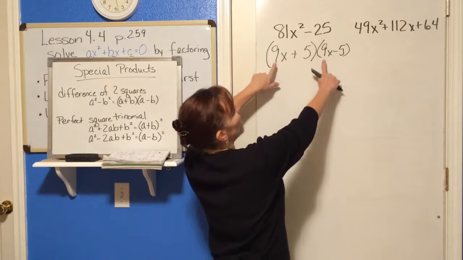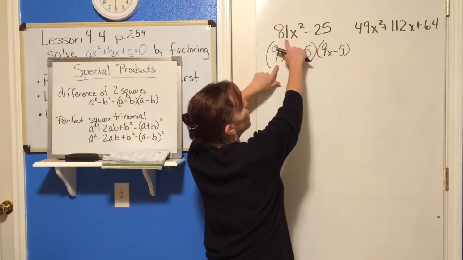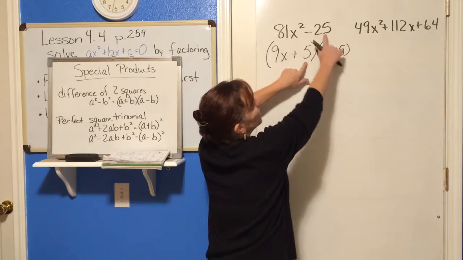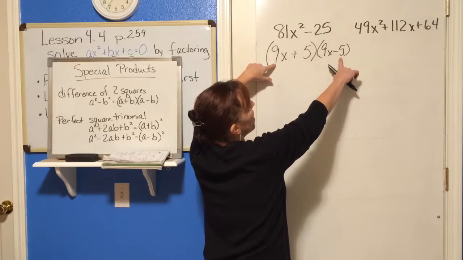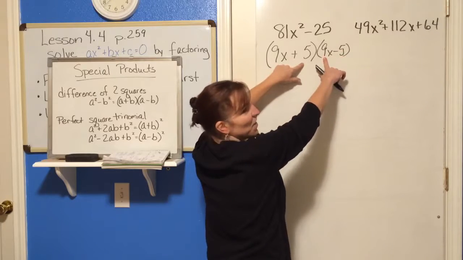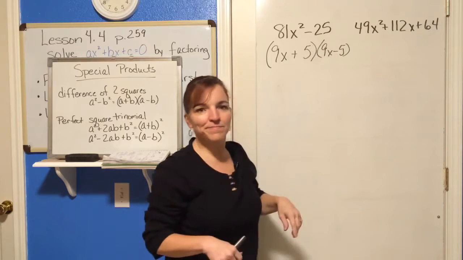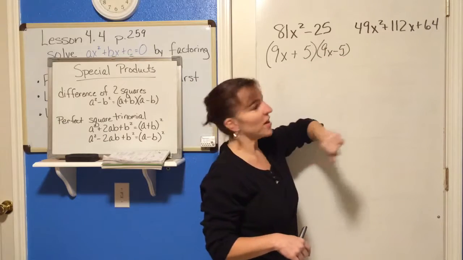And then when you multiply it out, the 9x squared is 81x squared. The last term we just said was the same. So then you have a negative 9x times 5 and a positive 9x times 5, and that's going to drop out. So there's your final term.